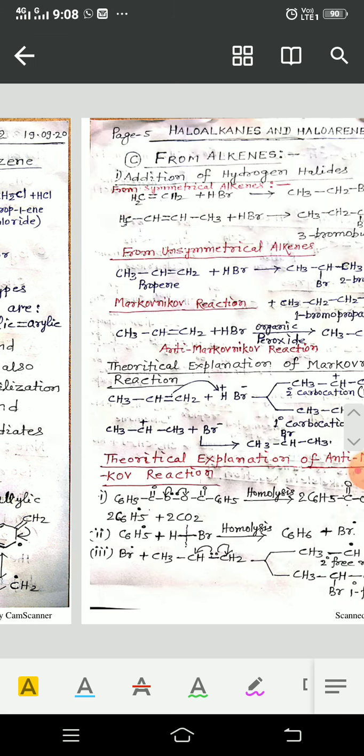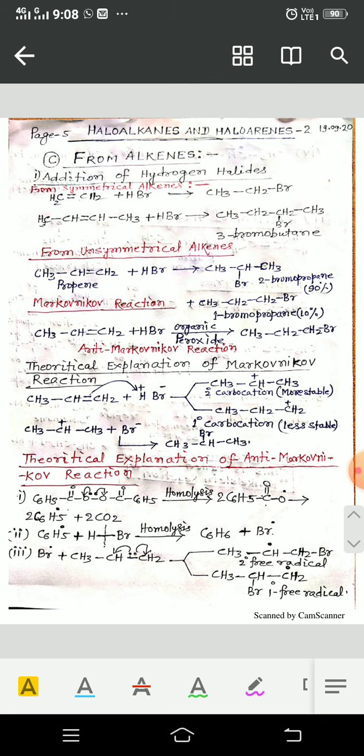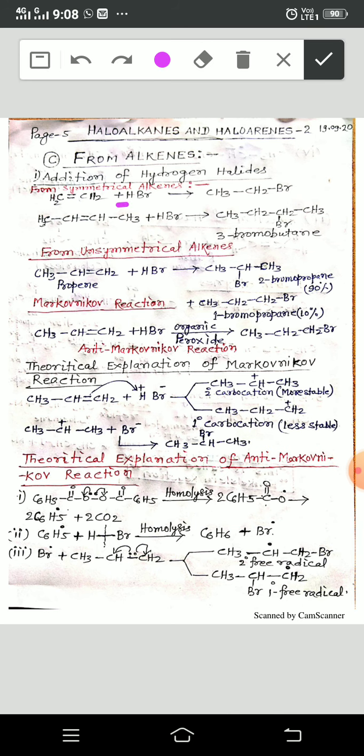Now on the fifth page, from alkenes, very important, addition of HBr. It is the matter of class 10 and 11. In the properties of alkene in class 11, you would have learned the addition of HBr on alkene. The addition of HBr on alkene will take place through Markovnikov's rule, and alkenes are of two types, that is symmetrical and unsymmetrical.